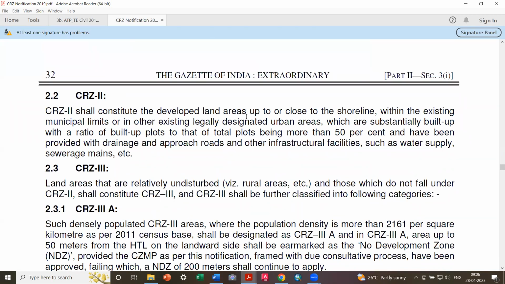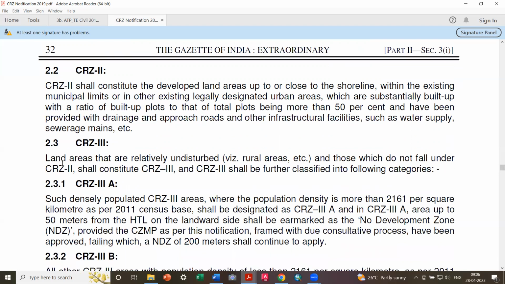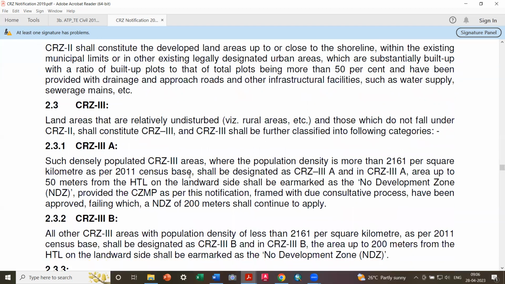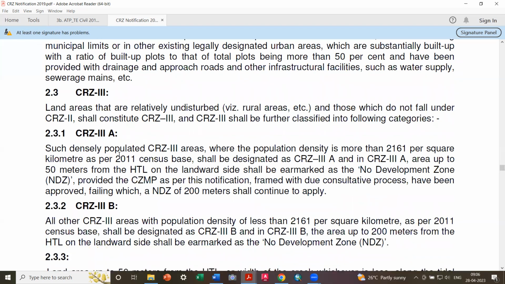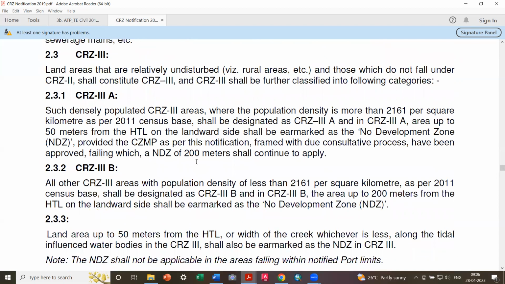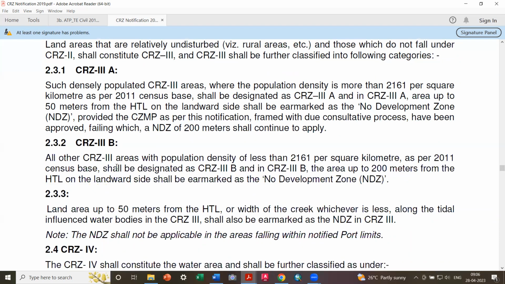the developed land areas up to or close to the shorelines within the existing municipal limits. CRZ3, land areas that are relatively undisturbed rural areas. CRZ3A, such densely populated CRZ3 areas where the population density is more than 2161 per square kilometers as per 2011 census base. Then all other CRZ3 areas with population density of less than 2161 per square kilometer.